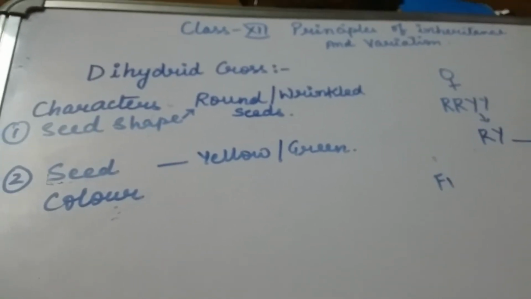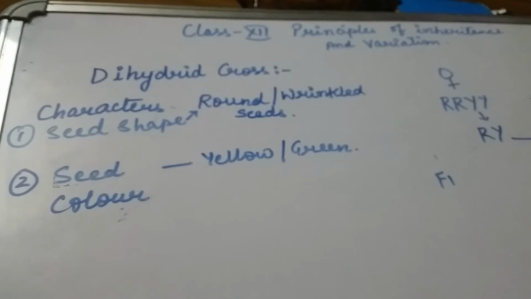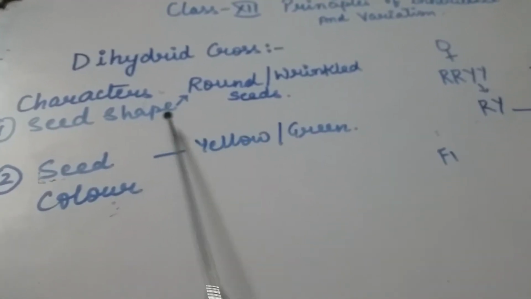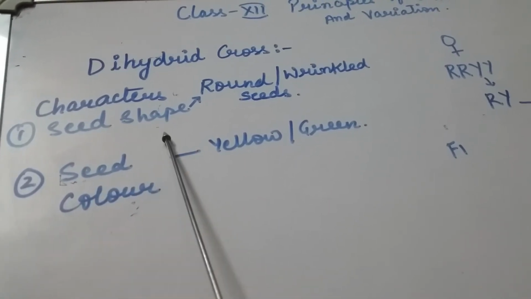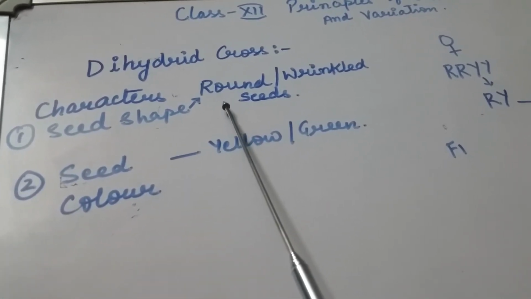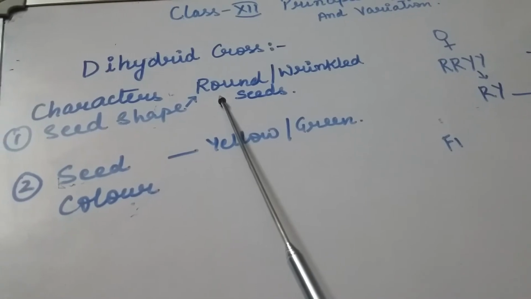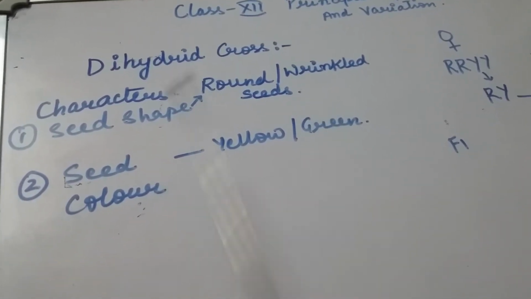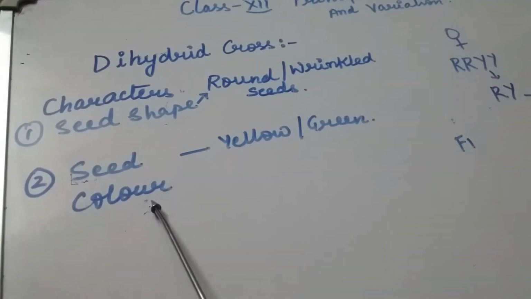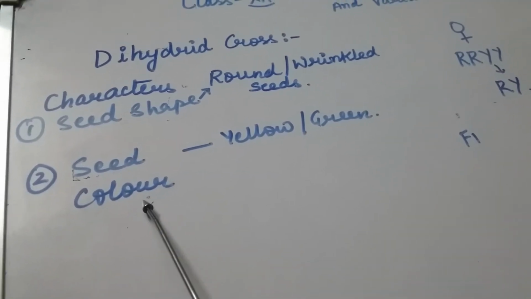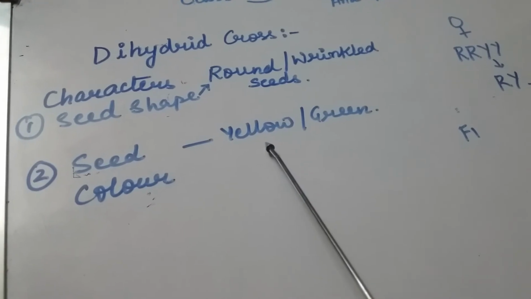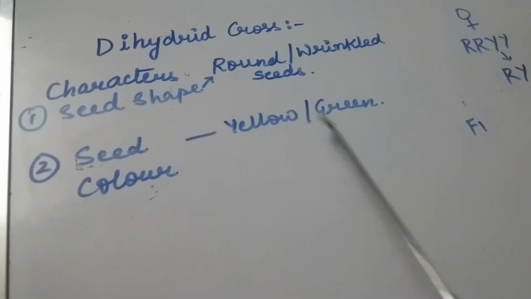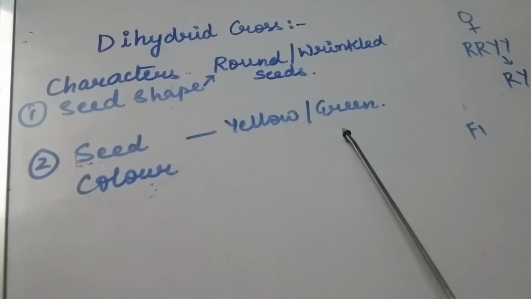Now coming to dihybrid cross, in dihybrid cross we are taking 2 traits or 2 alleles. One is that of seed shape, with the dominant trait as round seeds and the recessive trait as wrinkled seeds. And when we take the other character, that of seed color, the dominant trait is the seed with a yellow color, and the recessive one is the seed with a green color.